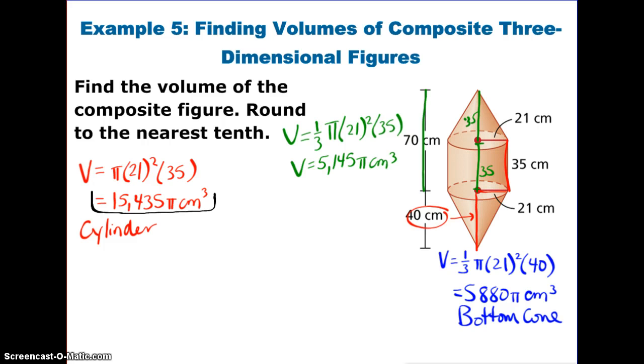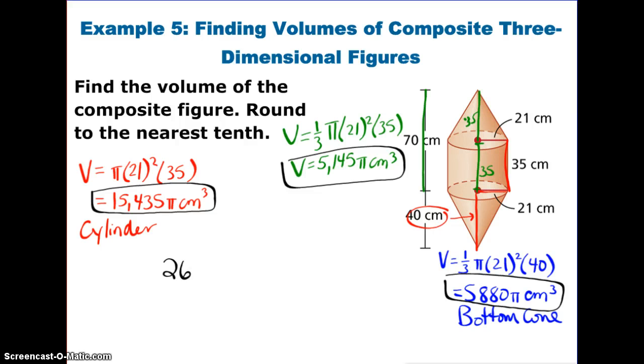Now what I need to do is take all three of these volumes and add them together to get the composite figure. When I add all three of those, I get 26,460 pi centimeters cubed. So weird looking. Then I need to type it into my calculator to see what it will be as a decimal. And I get approximately 83,126, and it says round to the nearest tenth, so 83,126.5 centimeters cubed.